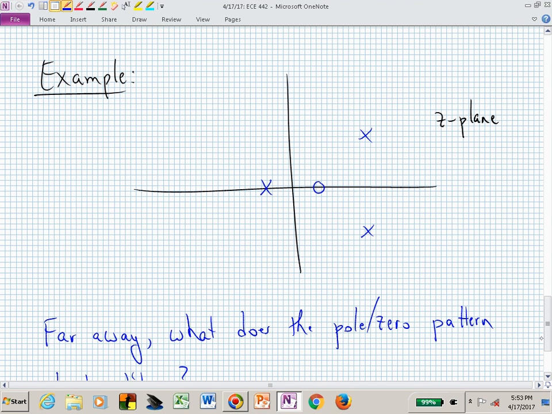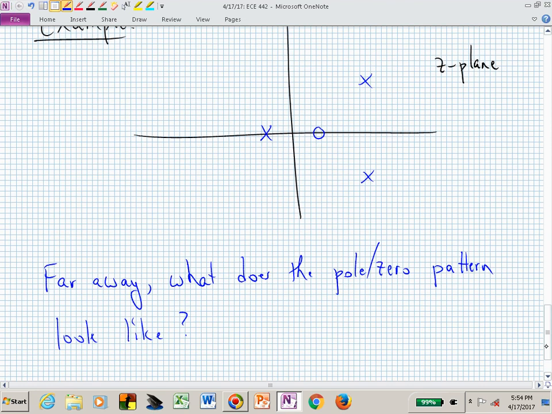Meaning, if that's the z-plane, and now you went clear over here and looked back, what would that pole zero collection look like? Effectively, if you went quite a ways away from that pole zero diagram in the z-plane, what would it effectively look like? What would the approximate behavior of 3 poles and a zero look like?